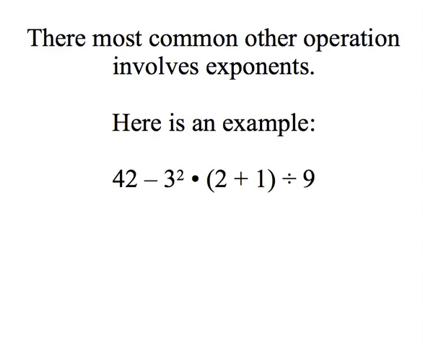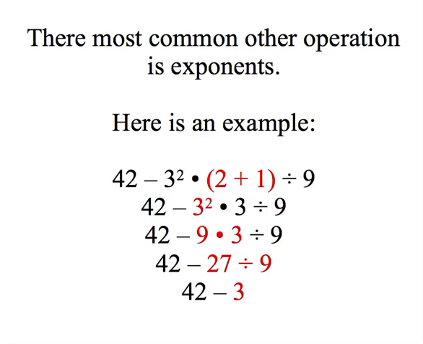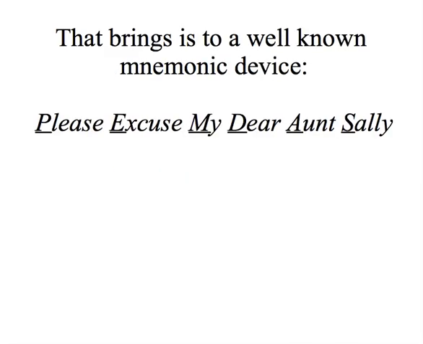We do the grouping symbol first, 2 plus 1 is 3, and then the exponent needs to be simplified next, the 3 to the second power, which is 9. And now we don't have any grouping symbols or exponents, so we do the multiplications and divisions from left to right, and finally 42 take away 3 is 39.